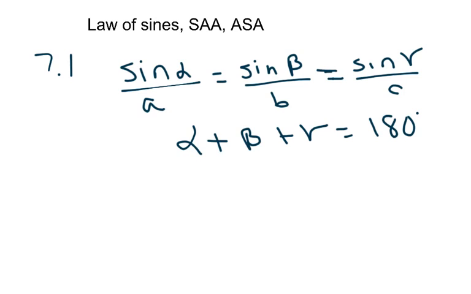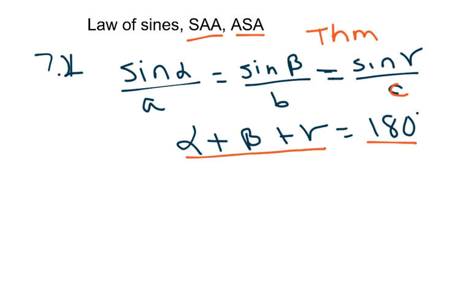We're going to go over section 7.2, the law of sines, in the case where we have two angles and one side, depending on the position. Now, this is your theorem, the law of sines. Alpha, beta, and gamma are your angles, and they should add up to 180 degrees. A, B, and C are your sides.